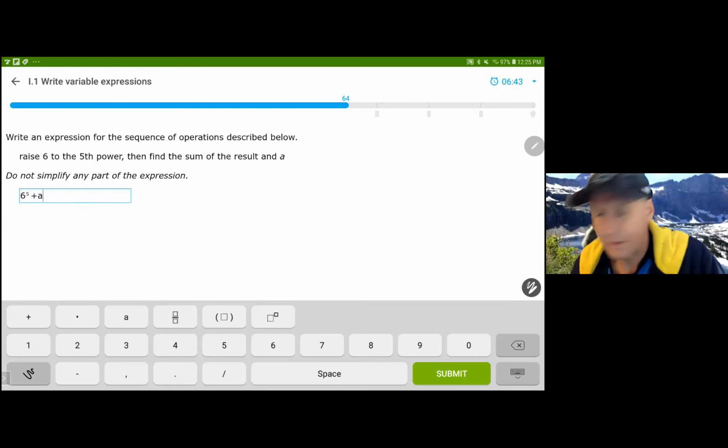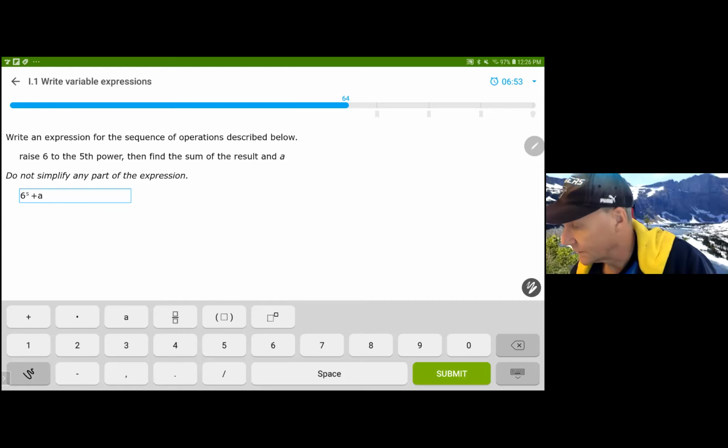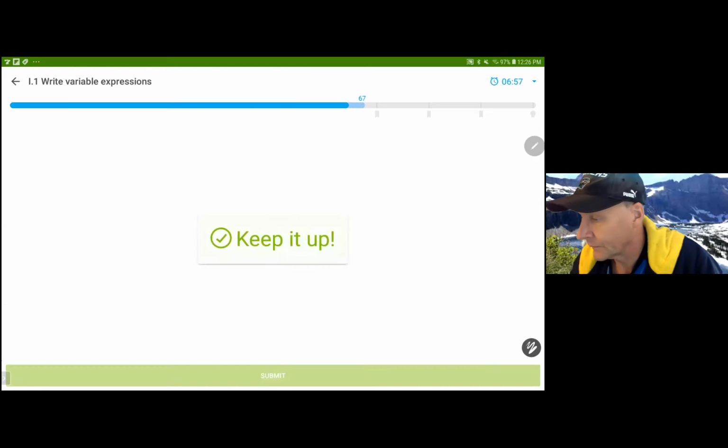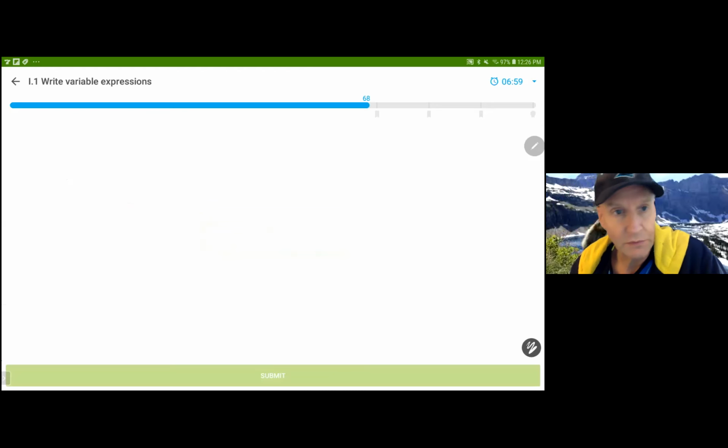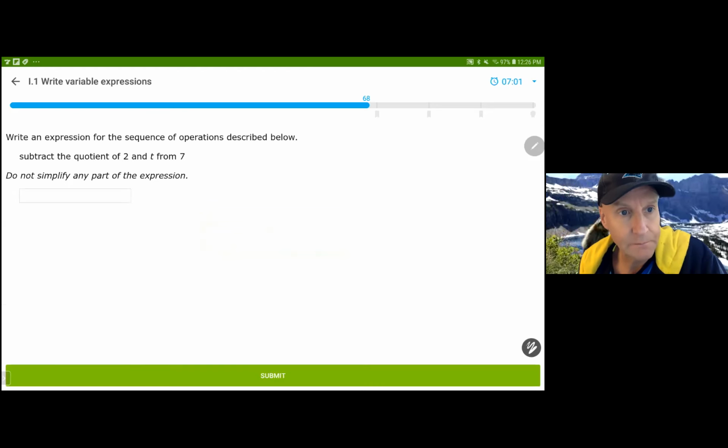By the way, 6 raised to the 5th power is not 30. It's 6 times 6 times 6 times 6 times 6. It's a very large number, around 180,000, I think. So watch out for that. That does mean something. Those exponents do mean multiply.